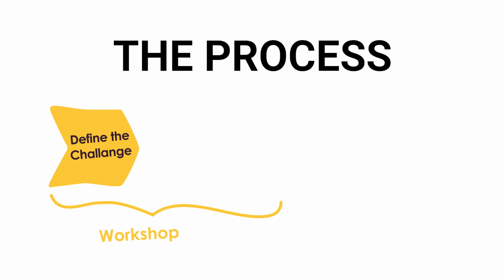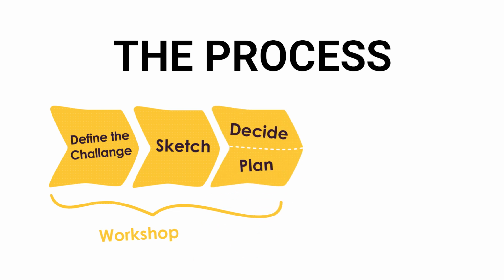Let's have a look at the process. As you can see, the first workshop is all about focusing on the challenge and aligning the team. The second workshop is about creating many different options for possible solutions. The third workshop is about curating and deciding on a solution. And the last one is about creating a plan of what the prototype will look like.